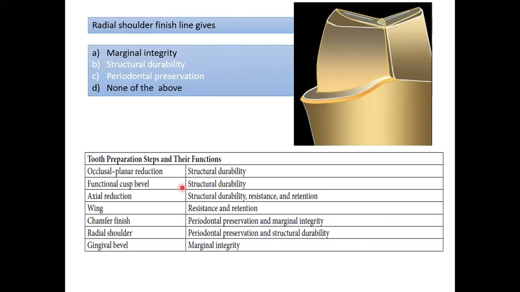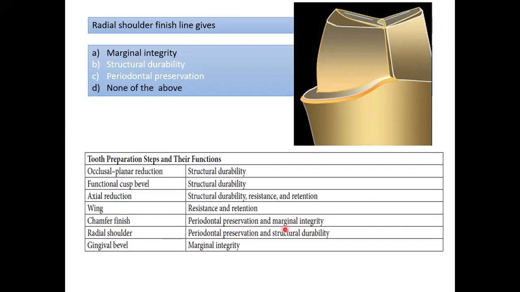So your functional cusp bevel, which we discussed now, for gold it is 1.5, for your metal ceramic it is 1.5 to 2, for your all ceramic it is 2. So the functional cusp bevel is also given to get a good amount of structural durability in that region. When you speak about radial shoulder, that is your normal shoulder preparation, it is mainly for periodontal preservation. All the finish lines are for periodontal preservation. Along with that, if it is a chamfer kind of margin, it is mainly for marginal integrity.